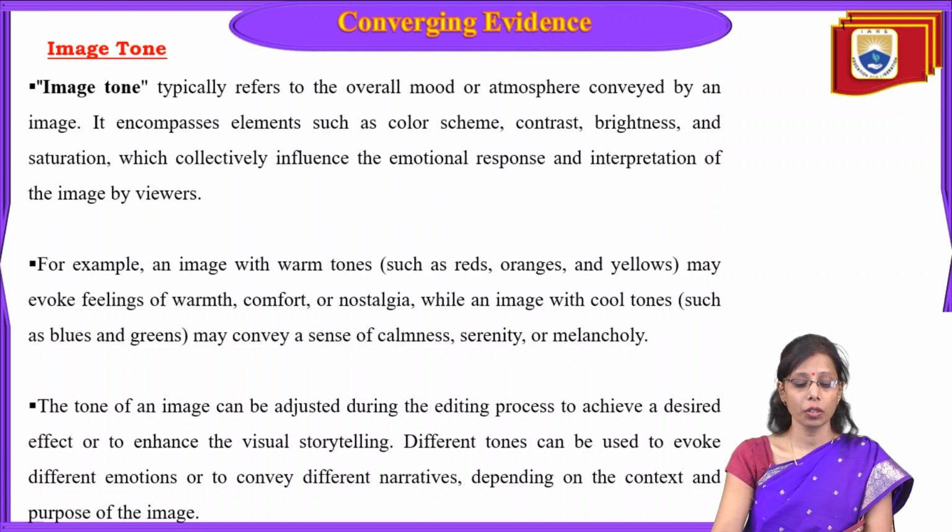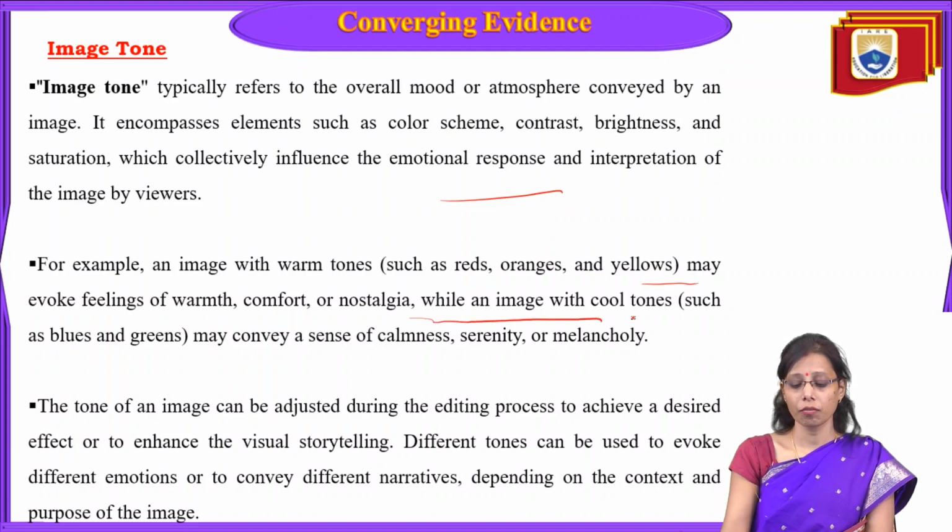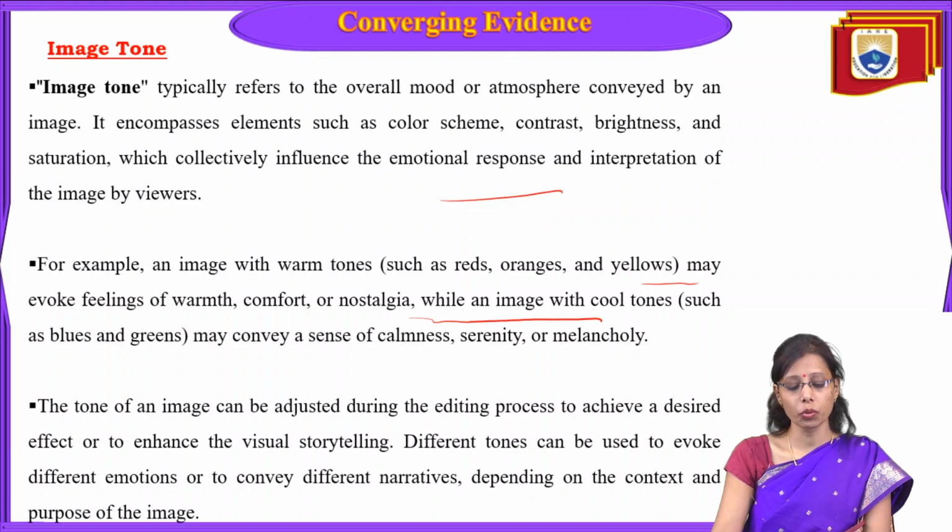Next, coming to image tone. Image tone typically refers to the overall mood or atmosphere conveyed by an image. It encompasses elements such as color scheme, contrast, brightness and saturation, which collectively influence the emotional response or interpretation of the image. For example, an image with warm tones such as red, orange and yellow may evoke feelings of warmth, comfort and nostalgia, while an image with cool tones such as blues and greens may convey a sense of calmness, serenity and melancholy.